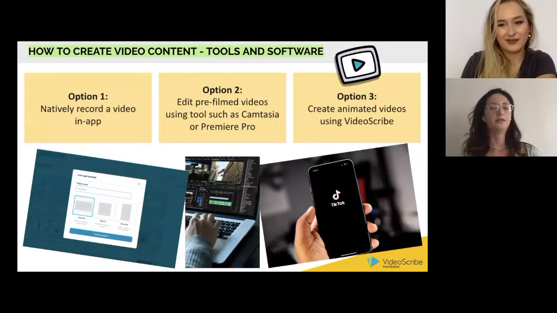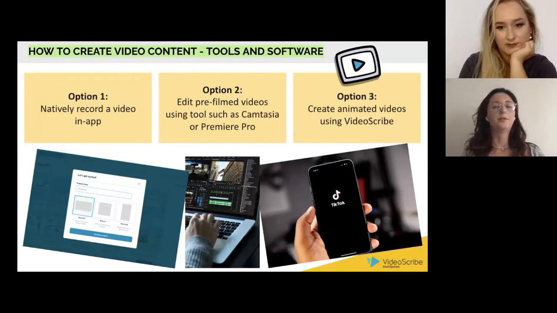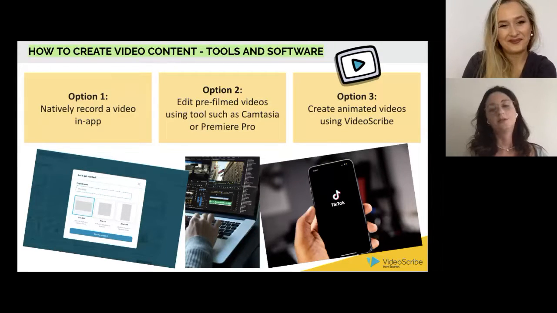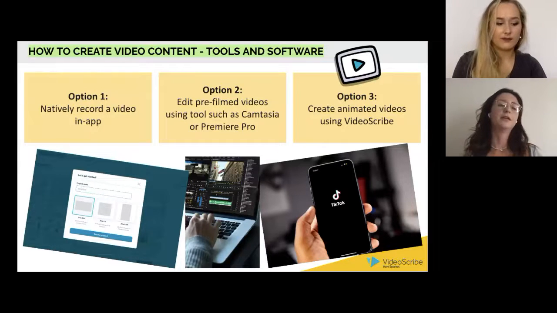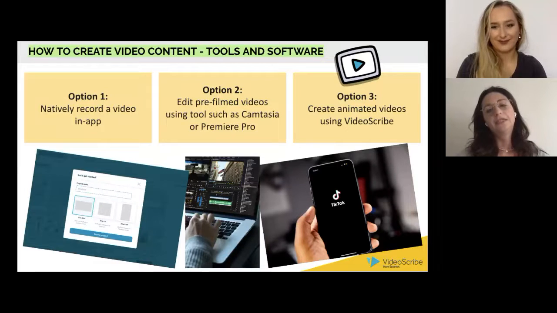Option 2 is another one that I do quite often. If I have a pre-filmed video that I need to edit, I will always use Premiere Pro as my tool for that. And quite often on our social channels, if you do follow VideoScribe, you will see me posting quite a few tutorials, screen recording tutorials. And for that, I always use Camtasia. Camtasia is really great because you can record your screen in Camtasia and you can also edit in Camtasia, add transitions and things like that. So that's another option if you do want a screen recording video or you speaking. Those are the tools I'd recommend for those types of videos. And option 3 is obviously animated videos, which we are going to dive into now. And for that, you will be wanting to use VideoScribe.